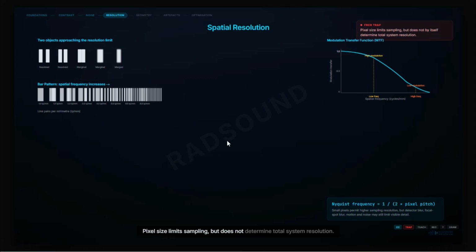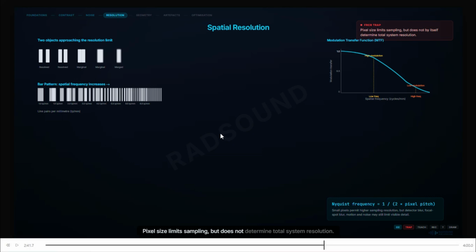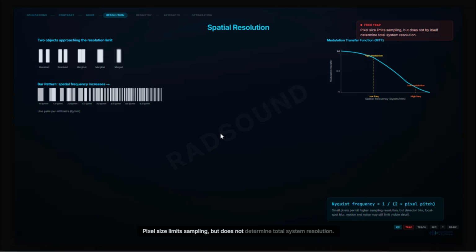So pixel size limits sampling, but does not determine the total system resolution, because we have spatial resolution and contrast resolution, and all of them together give the image quality. In addition to contrast, we have noise, geometry, artifact, and others. So not only pixel size gives the total system resolution, it is just part of it.